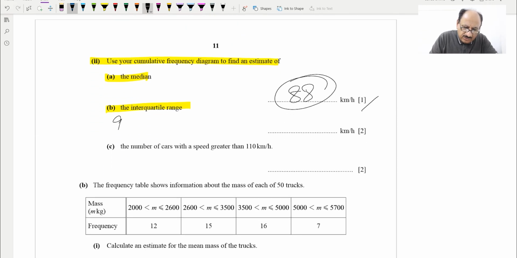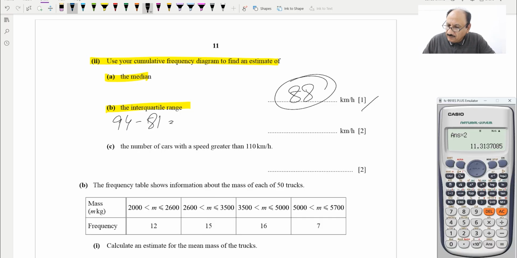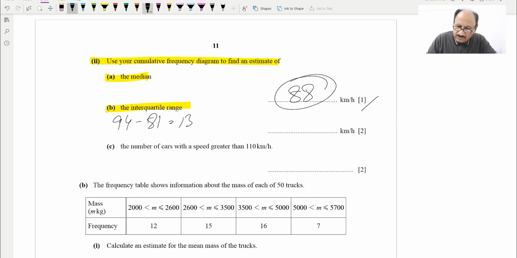So 94 minus 81, we can write here 94 minus 81 will be equal to what? 94 minus 81 is equal to 13. So our answer is interquartile range is 13, 2 marks. The answer to the graph question is always a range, but the range should be up to a smaller value, the variation should not be a lot, otherwise they will deduct the marks.